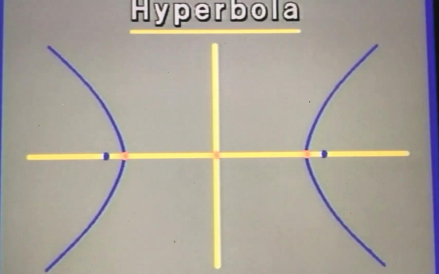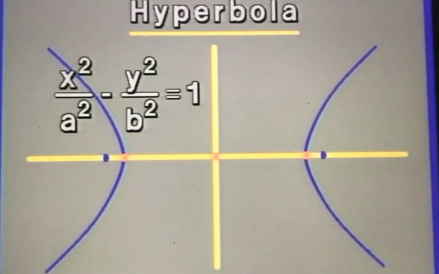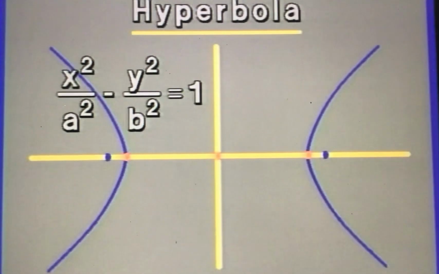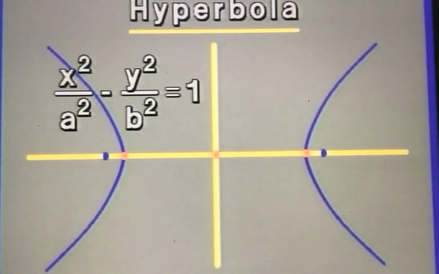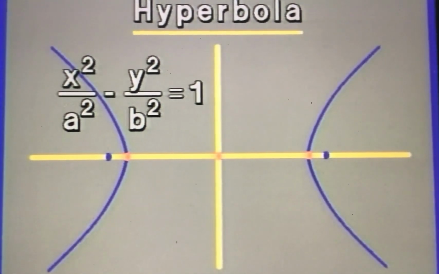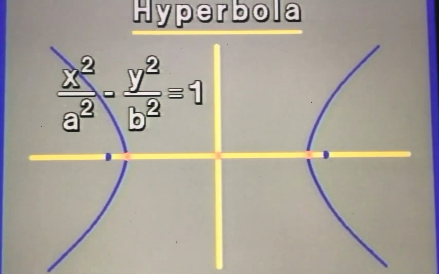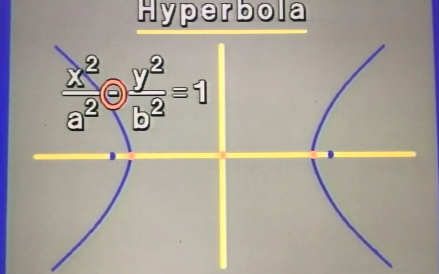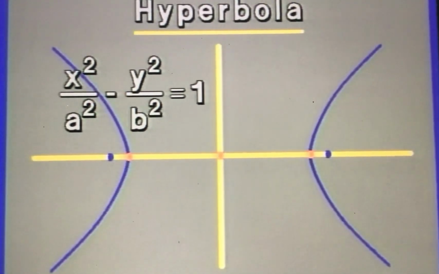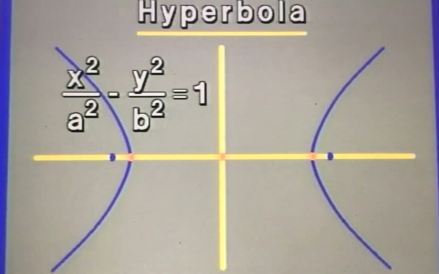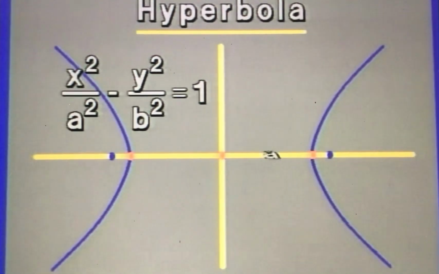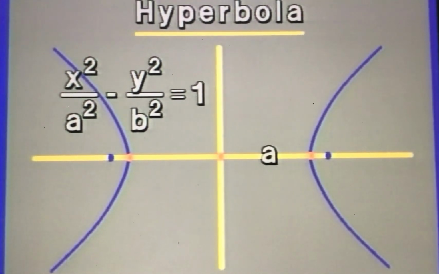The equation that describes the hyperbola is this equation. Notice how closely it looks like it's related to the equation of the ellipse. It has a 1 on the right side of the equation. There are 2 fractions on the left side. The most important difference is this minus sign. Just like the ellipse, the A distance is a distance from the center to vertex points.